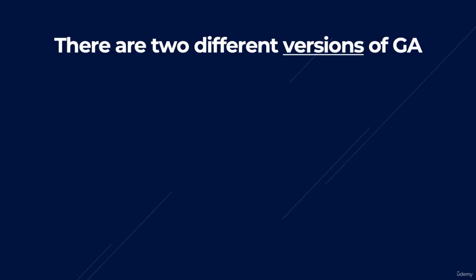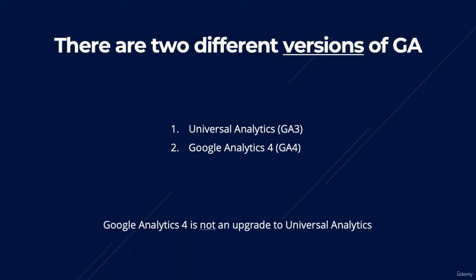I wanted to highlight one super important thing that seems to be confusing a lot of people when it comes to Google Analytics. And that is that there are two different versions of Google Analytics. We have number one, the Universal Analytics, often referred to as GA3, GA standing for Google Analytics. And then we have the second version, which is a newer version, referred to as Google Analytics 4, or frequently known as GA4.